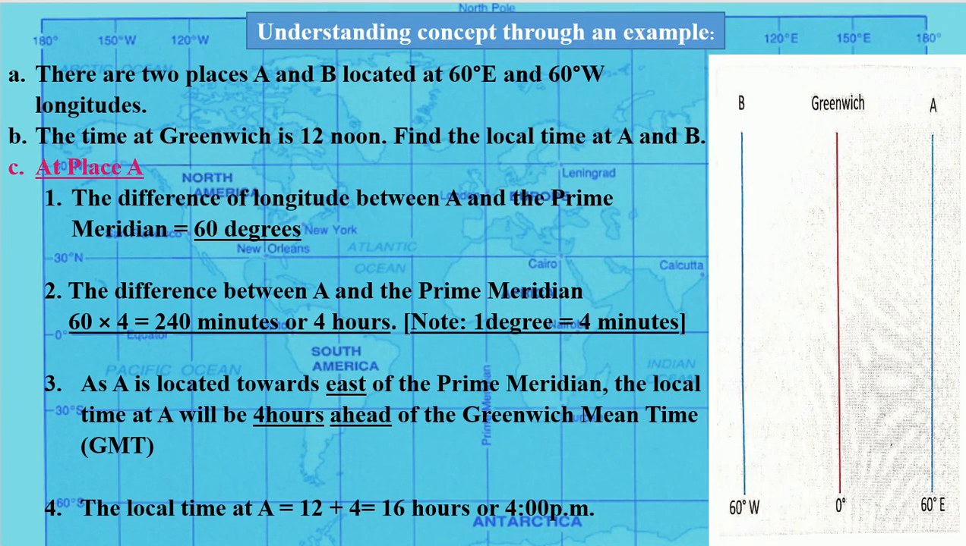As you can see, here is a figure showing two places, A and B, and the Greenwich is quite visible, drawn with the red line. Place A is located at 60° east and place B is located at 60° west. Suppose the time at Greenwich is 12 noon, and we have to find out the local time of the places A and B.